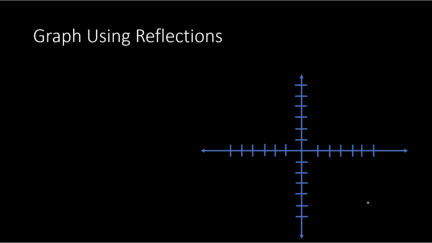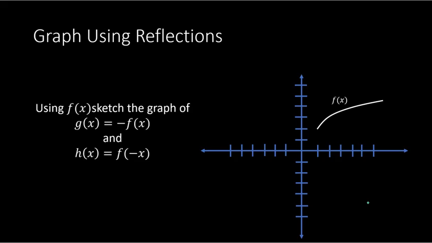So let's try an example of graphing by using reflections. Here we have f of x, and we're trying to use f of x to sketch the graph of g of x equals negative f of x, and h of x equals f of negative x. All right, so we're doing two things. We are graphing negative f of x, and we're graphing f of negative x. So the negative f of x, this is the one where f of x is your y value, right? So negative y means we're switching the y value. So if it's positive, make it negative.